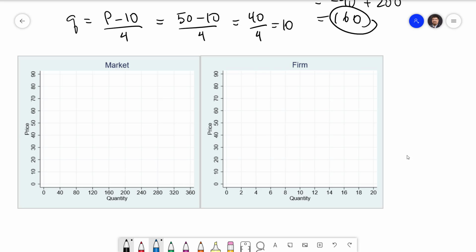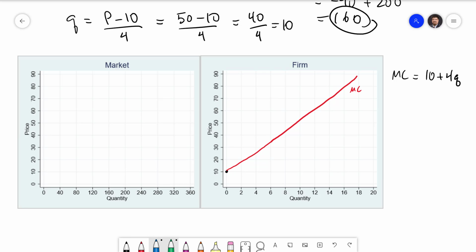First, I'm going to graph our marginal cost function. Marginal cost was 10 plus 4q. That's going to start right here at 10 on the firm graph. For every quantity we go over, we need to go up by 4 in price. It's going to look something like this. It's going to be a straight line moving upward.